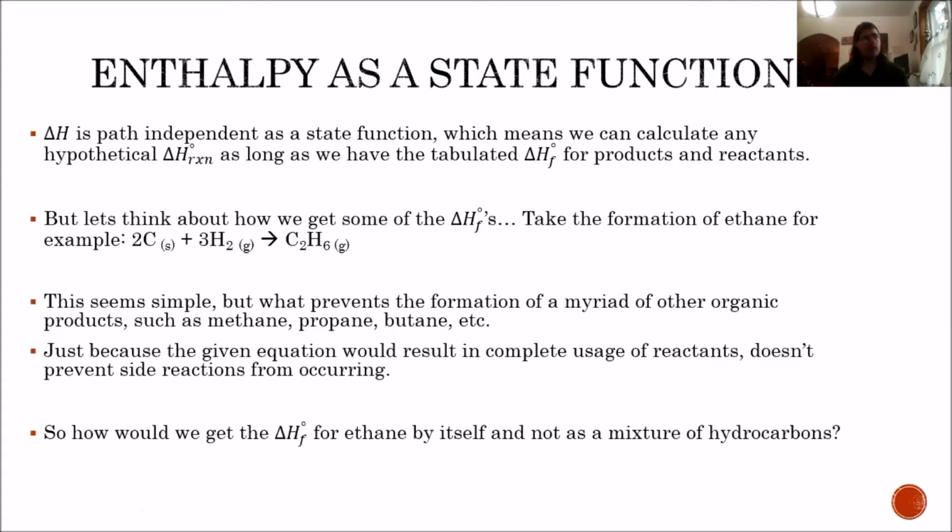You might get 75% or 50% conversion to ethane, and you might produce things such as methane, propane, butane, isopropane, propene, who knows, ethene, ethyne. Who knows what we're going to form? We're not going to form just ethane. So if we tried to measure this in the lab, this would be impossible, because just because we have the right amount of reactants to give 100% conversion doesn't mean we will always get complete conversion into what we want. So how could we calculate ethane by itself and not have to always consider the mixture of side products?